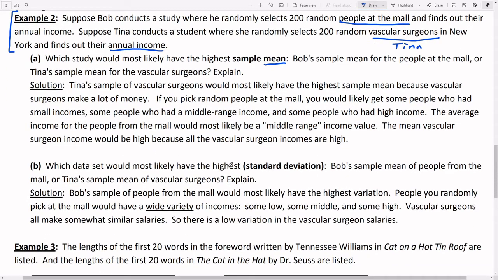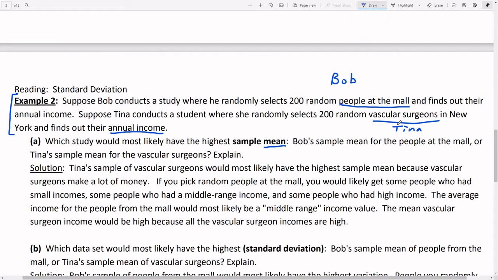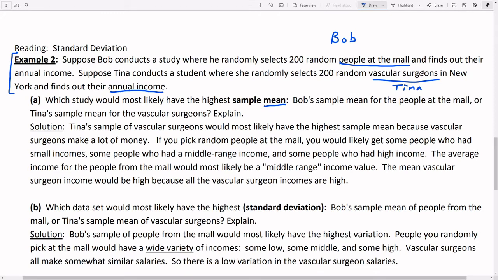So which data set's going to have the highest standard deviation? Spread. Who's going to have the higher spread here? Well, the surgeons make different amounts of money, of course, right? Not everyone probably makes the same, but most of them are going to make a pretty high number. Bob, on the other hand, he goes to the mall. You've got some surgeons there maybe making a lot. You've got some people, teenagers, people without jobs, people who don't make that much money. You've got them there at the mall too. That's a larger spread of incomes.